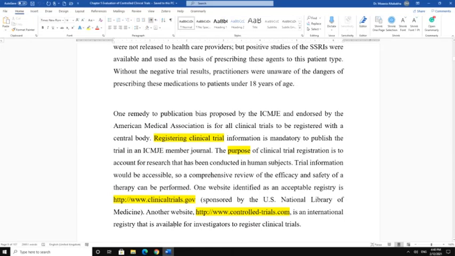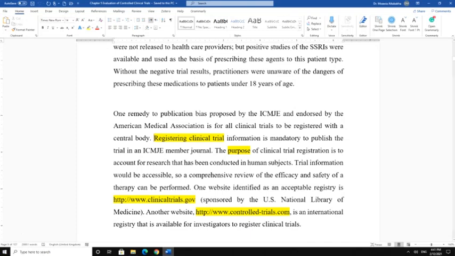It's very important, and this is requested by the International Committee of Medical Journal Editors, that any clinical trials that will be published in their journals should be registered in a certain registry. It's mandatory. The purpose of clinical trial registration is to account for research that has been conducted in human subjects. Instead of different bodies or different investigators doing the same thing, you register your clinical trial so others can know whether this has been done or is being done by someone else. So you need to know that.